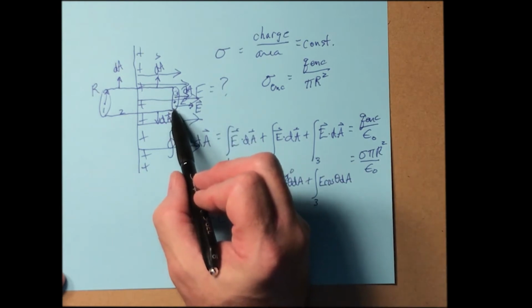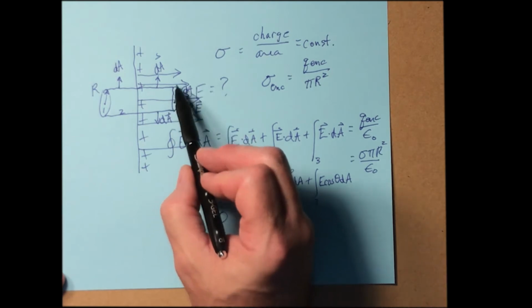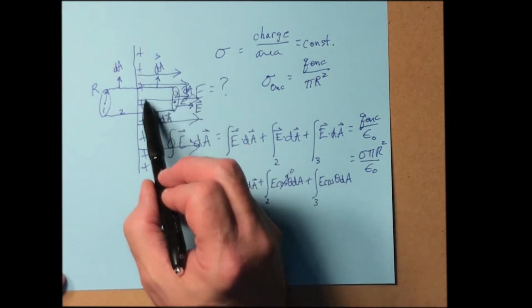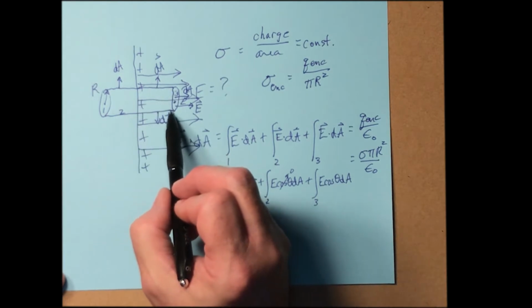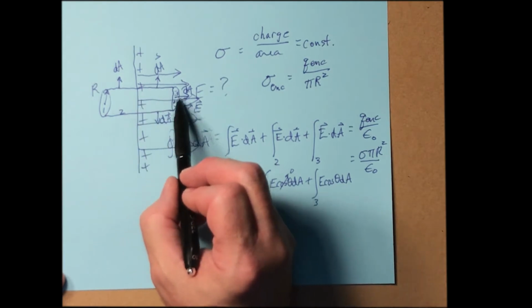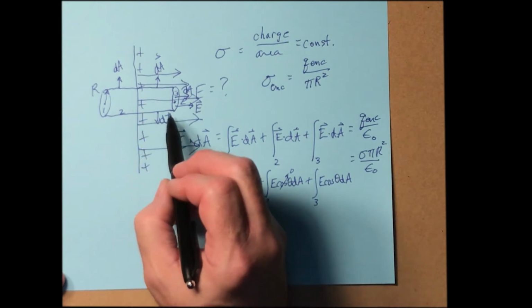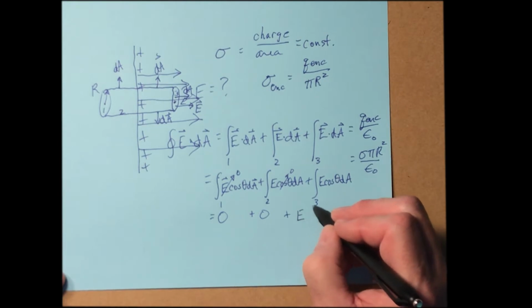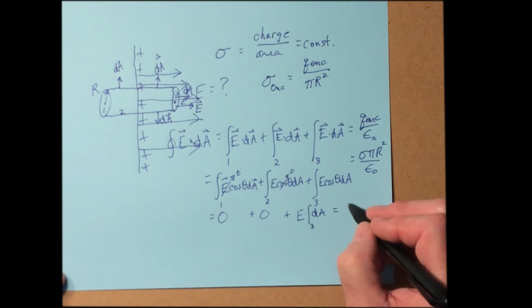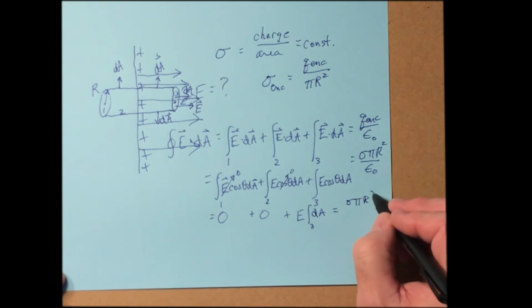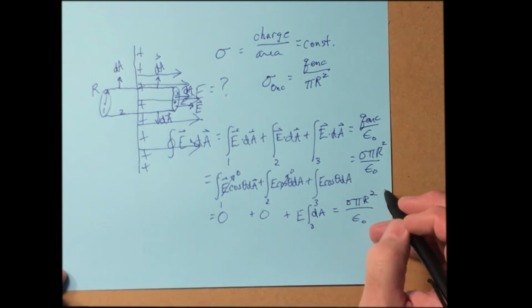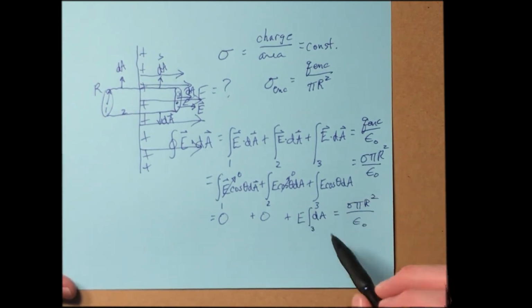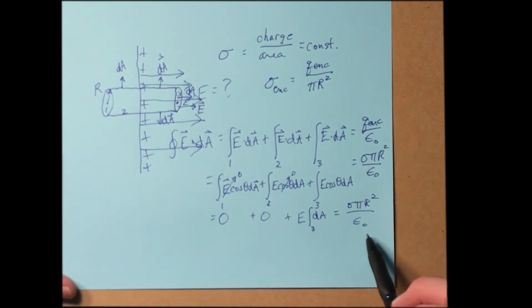On surface area 3, the E is also constant. We've designed our geometry in such a way that it's the same distance away, so even if distance did play a role here, it's not going to matter. So the E is constant. That means this becomes E times the integral over area 3 of dA, and that's what's equal to sigma pi r squared over epsilon naught. So that equation reduces down to this.